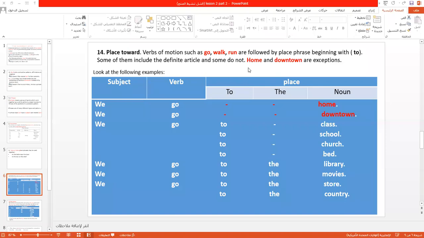Okay, but we have certain places that are exceptions. For example, the two words home and downtown. Home and downtown, these two words are not followed by to plus the. Look, we say what? We go home.